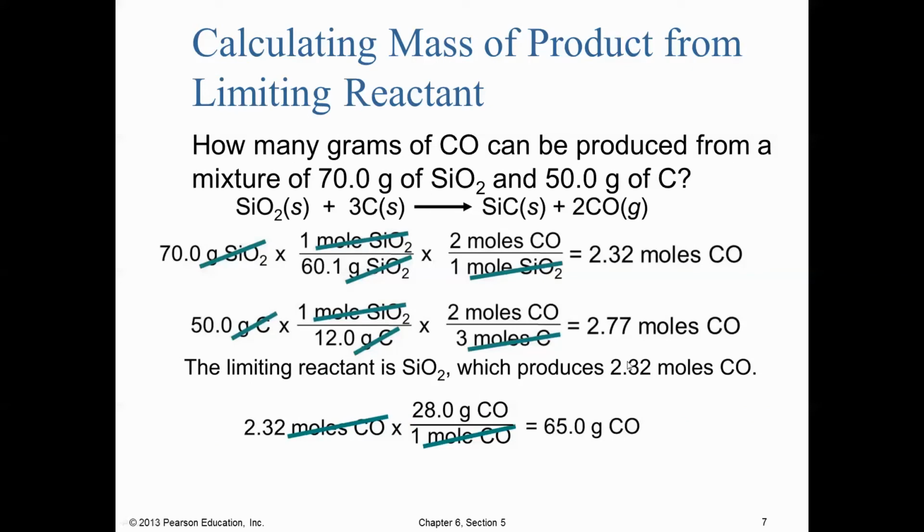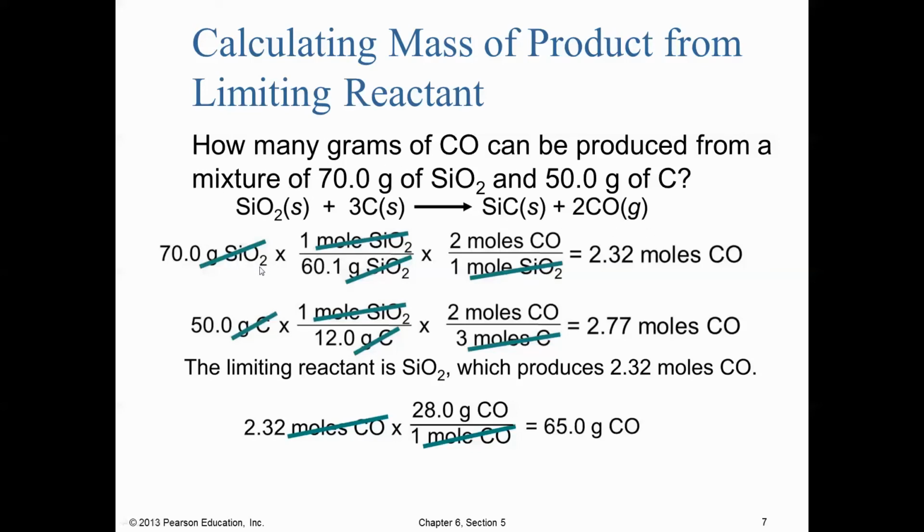So how do we do the math? Well, bad news is it's like 2 stoichiometry problems. The good news is, hopefully you guys know how to do stoichiometry problems now. So we're asked how many grams of carbon monoxide can be produced from a mixture of 70 grams of SiO2 and 50 grams of carbon. So here's our trusty balanced equation that we need.